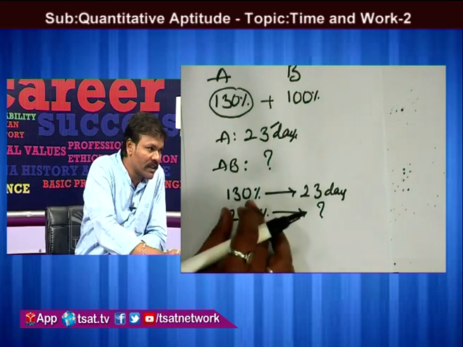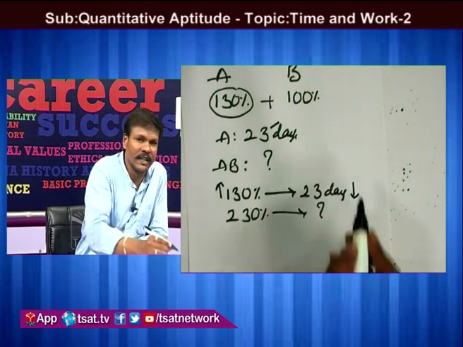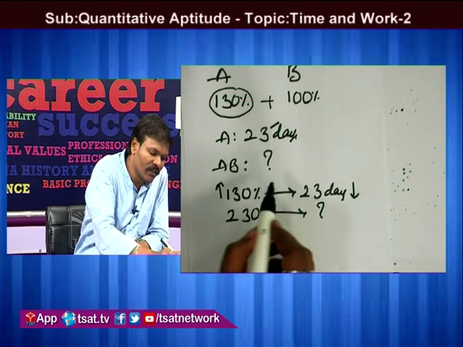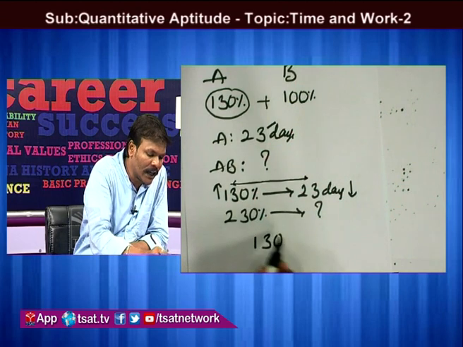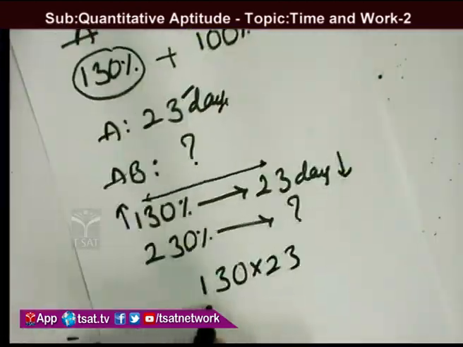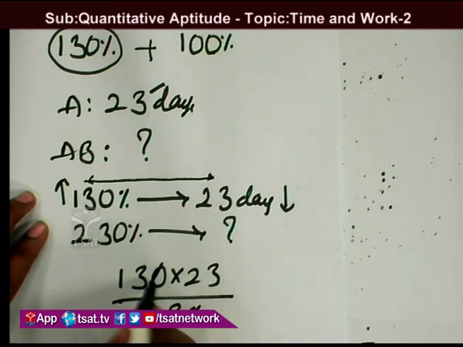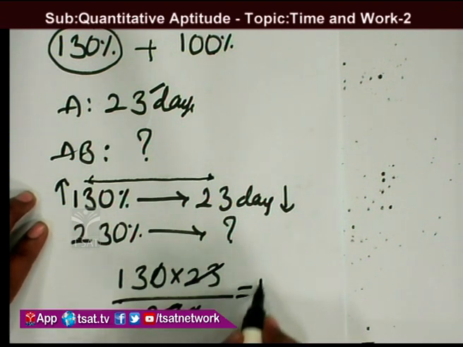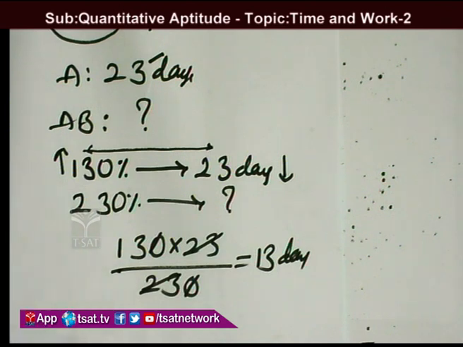Now, when the capacity increases, the working days will decrease. It is inversely proportional. In inverse proportion, the values are multiplied: 130 into 23 by 230, and the value is 13 days. Simple. So, when we have the capacities of the persons, we apply the inversely proportional theorem. So, it is very, very important.